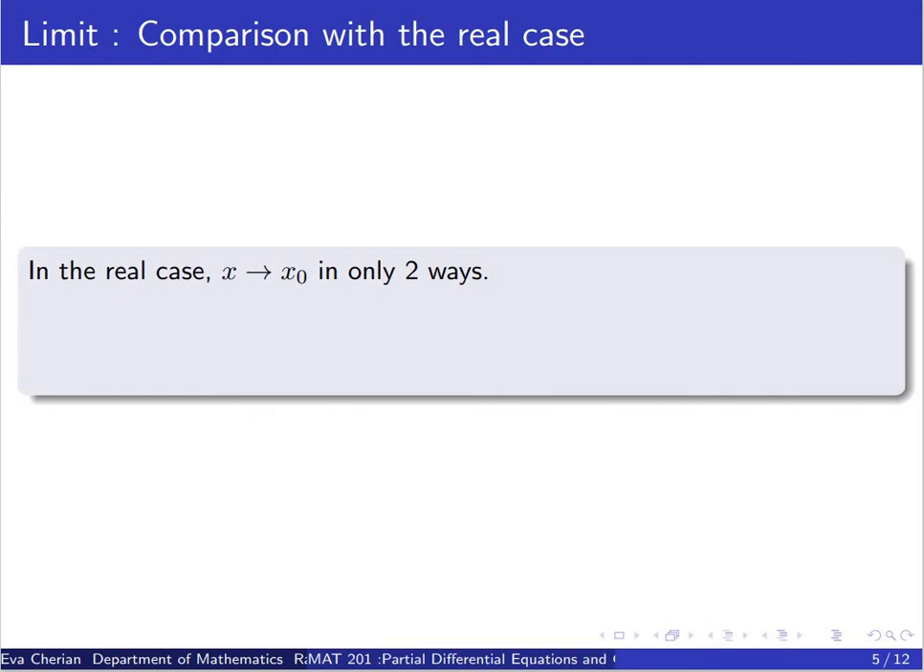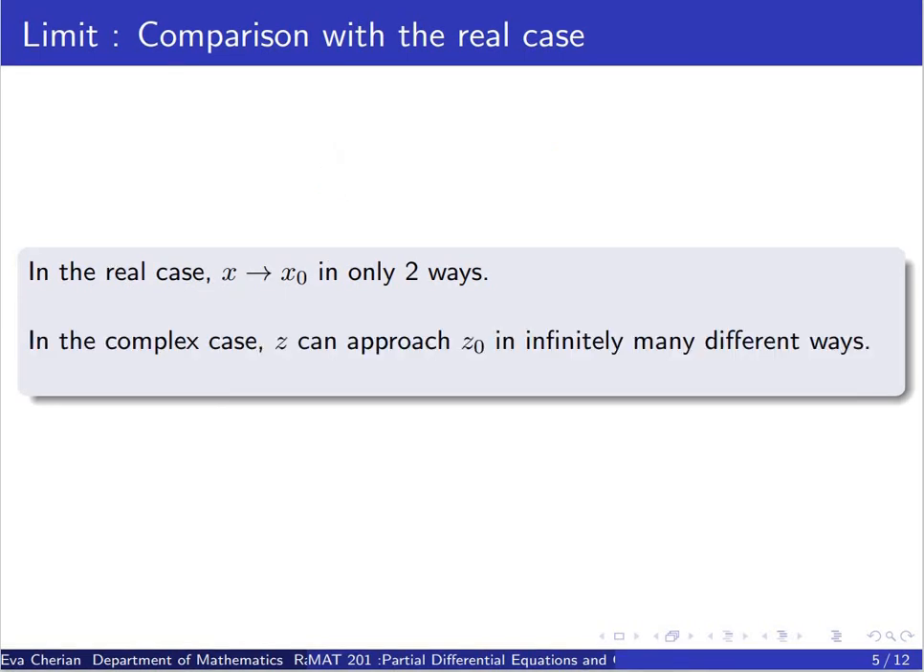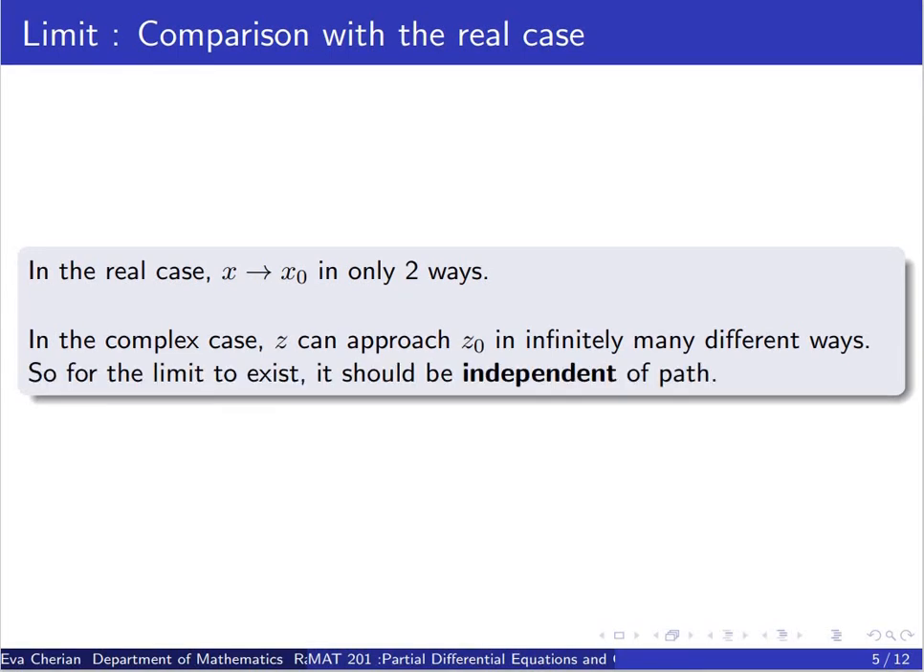Let's compare the limit in the real case and the limit in the complex case. If we were looking at a real function f of x and we wanted to find the limit at a point x0, we could approach x0 only in two ways, either from the negative direction or from the positive direction. But in the complex case, z can approach z0 in infinitely many different ways. So for the limit to exist, it should be independent of path.